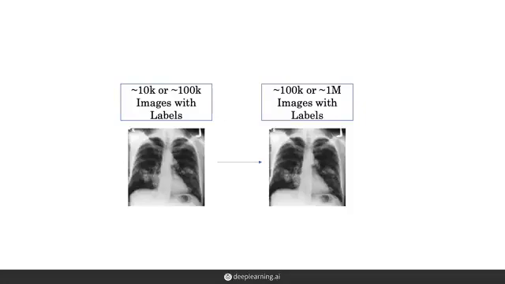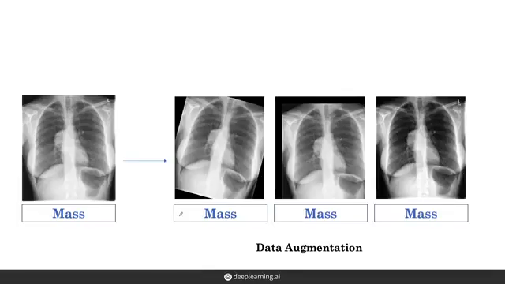Let's talk about a second solution to the dataset size challenge. The idea is to trick the network into thinking that we have more training examples at our disposal than we actually do. Right before we pass an X-ray image into the network, we can apply a transformation to it. We have several options here.